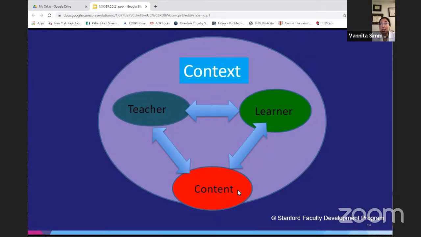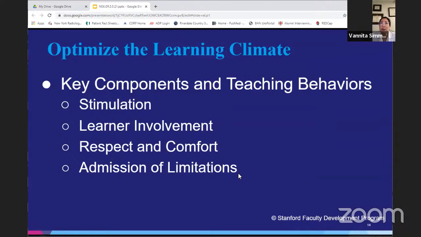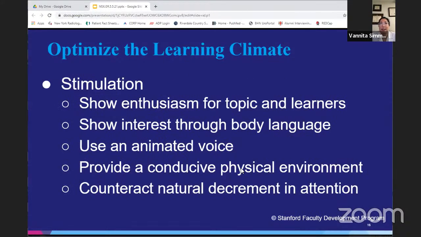So in the medical education community, we've been talking a lot about the learning environment, but what does that really mean? And why don't we talk a little bit about that? So there are 4 key components and teaching behaviors that are key to optimizing the learning environment. The first one is stimulation. The second one is learner involvement. Then there's respect and comfort and admission of limitations. We'll quickly review each of these components, starting with stimulation.